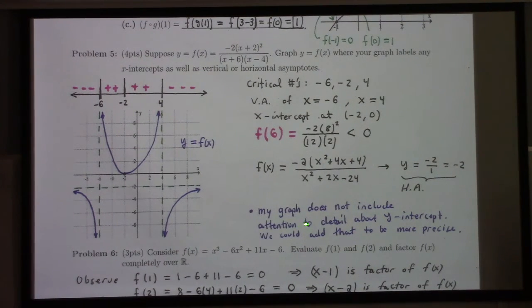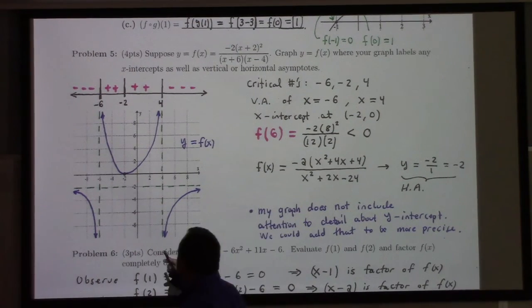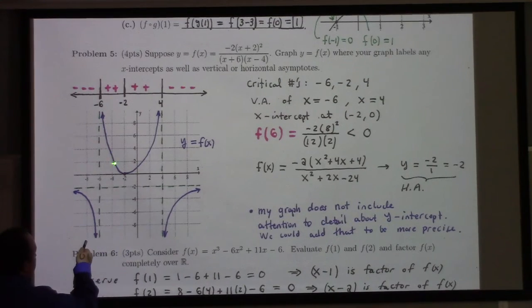So I said my graph does not include attention to detail about the y-intercept. You could add that to be more precise. I don't think anybody did that, and that's okay. I didn't ask about it though, did I? I could ask about that, right? I could ask where's the y-intercept. In some sense, that would have been helpful to some of you, because there are some people who graphed it somehow like this, if you watch me. And then they came down through here like that. Right? So if I had told you to find the y-intercept and you would have found out the y-intercept is positive, then you would have known that what you did by graphing down like that was wrong, right?